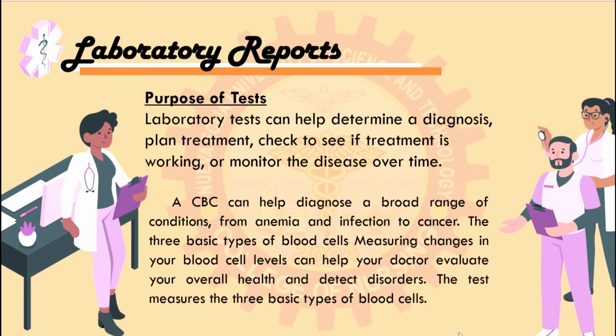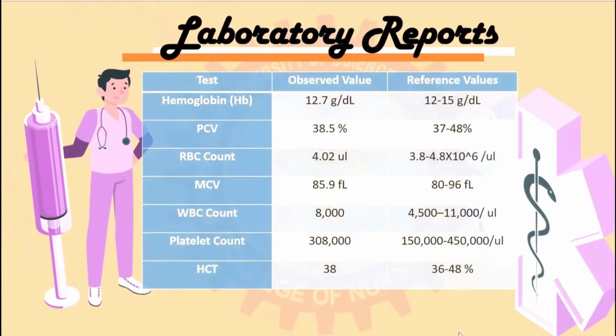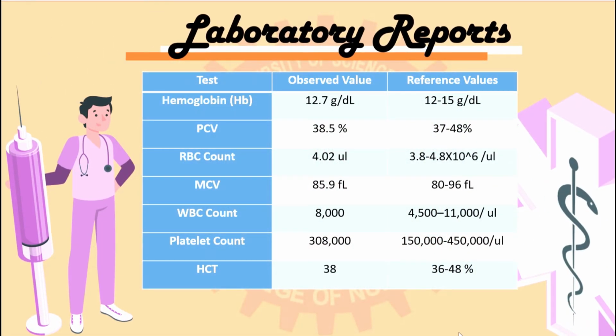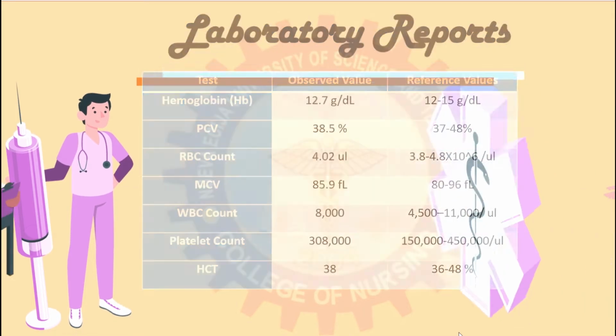The test measures the three basic types of blood cells. These are hemoglobin, RBC, WBC count, platelet count, and hematocrit. The table shows that the client's CBC tests, the WBC count, hematocrit, and platelet count are in normal range. However, hemoglobin and RBC count are not in normal range due to the blood loss or blood transfusion.